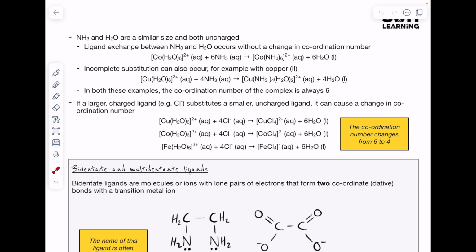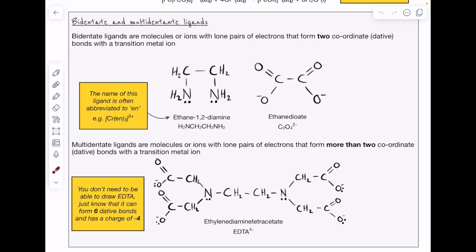we see a change in coordination number to 4. Whereas before with the monodentate ligands, we saw that they were molecules or ions with a lone pair of electrons that form a single coordinate bond with the transition metal ion. What about if you have bidentate or multidentate ligands? This time, these are molecules or ions with lone pairs of electrons that form 2 coordinate bonds with a transition metal ion. So good examples of bidentate ligands include ethane-1,2-diamine and ethanedioate.